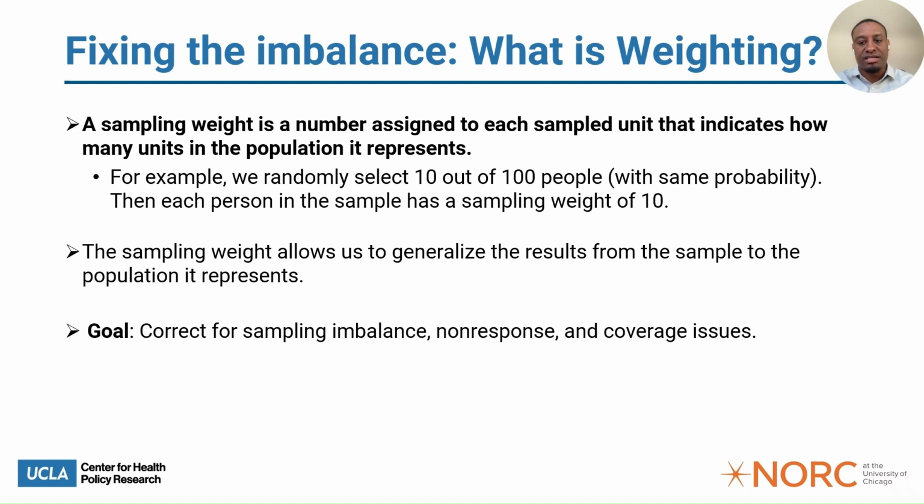Here is a simple way to think about it. Imagine we randomly select 10 people out of a population of 100, and everyone had the same chance of being picked. In that case, each person we surveyed would have a sampling weight of 10 because they represent themselves and 9 other people. The ultimate goal here is to use these weights to generalize our findings from the sample to the target population. The sampling weights allow us to correct for imbalances caused by the sampling design, non-response, and coverage issues.